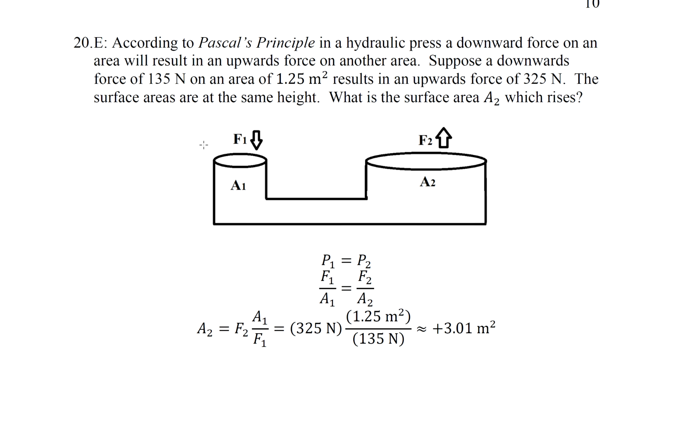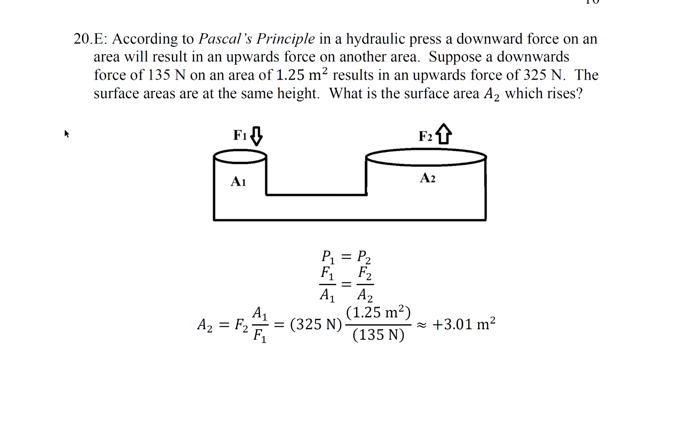Question 20. According to Pascal's principle, in a hydraulic press, a downward force on an area will result in an upward force on another area. Suppose a downward force of 135 newtons on an area of 1.25 meters squared results in an upward force of 325 newtons. The surface areas are at the same height. What is the surface area A2 which rises? So A1 and A2 are at the same height, so P1 equals P2, pressure is force per unit area, and we can solve for A2.